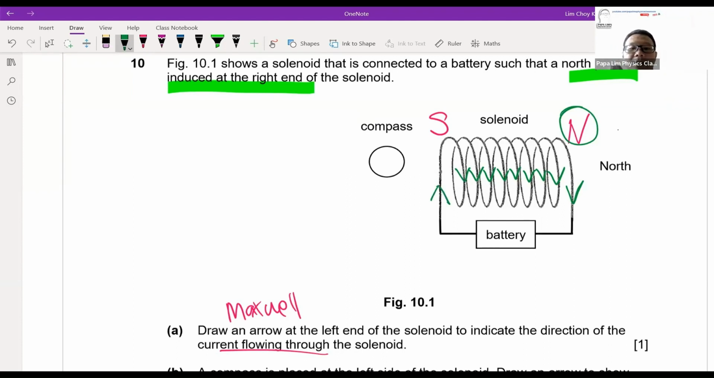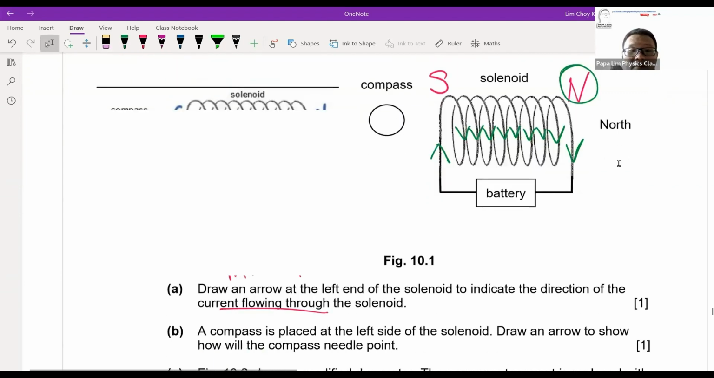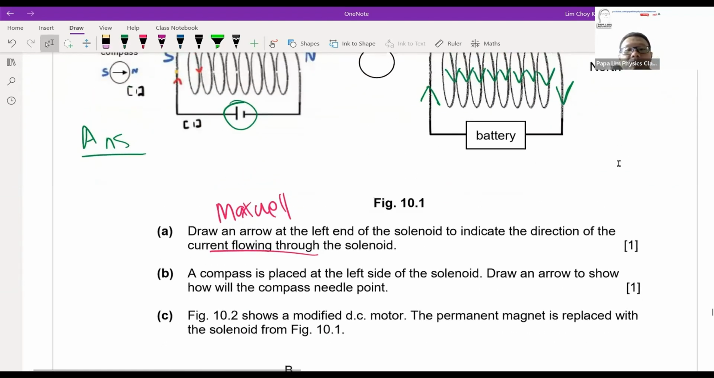So it will mean that it will be equivalent to having a battery whose positive terminal is on the left side, which is what I mentioned here. This is the final outcome, the answer for the solenoid, using your Maxwell right-hand grip rule. Remember, for a solenoid, the thumb points to the north, which is the right side. Then after that, the compass is placed on the left hand.